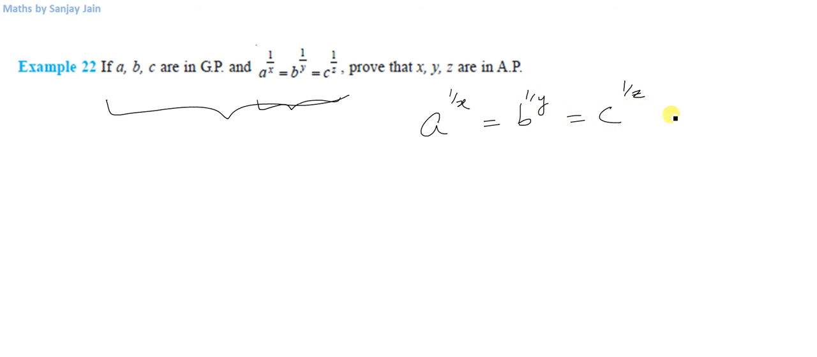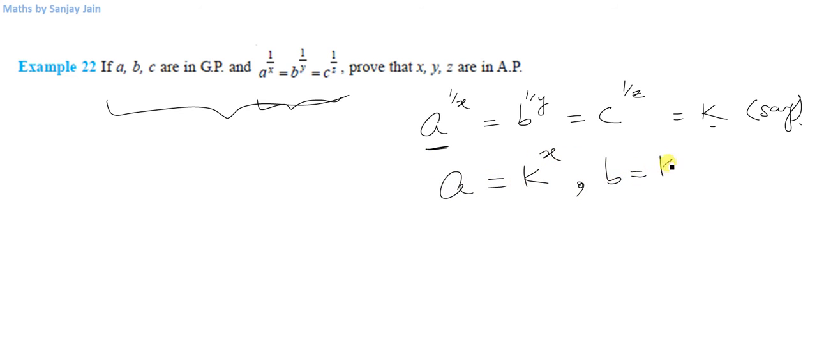Whenever these types of equalities are given, I just assume it to be equal to some constant K. Now, because these are equal, these have to be equal to something, right? So I assume them to be equal to K. This is what I have assumed. So what can I say about A? A will be equal to K raised to power X, B will be equal to K raised to power Y, and C will be equal to K raised to power Z, right?